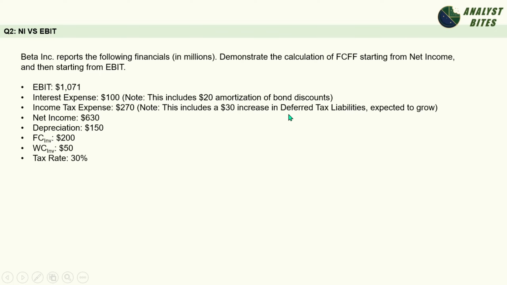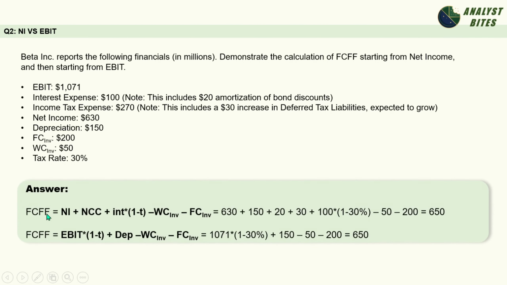Second, an increase in deferred tax liabilities. Apply our tax authority loan rule. An increase in DTL is like an interest-free loan from the taxman. You owe more money, which is a cash inflow, so we add 30 back.